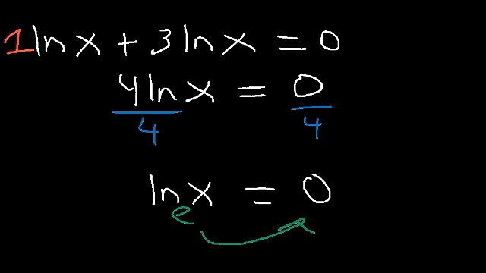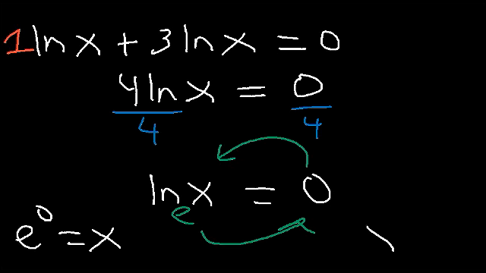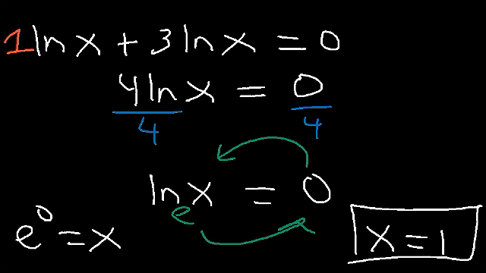So e raised to the 0 is equal to x. Anything raised to the 0 power is 1, so x is equal to 1. Keep in mind, natural log of 1 is 0.